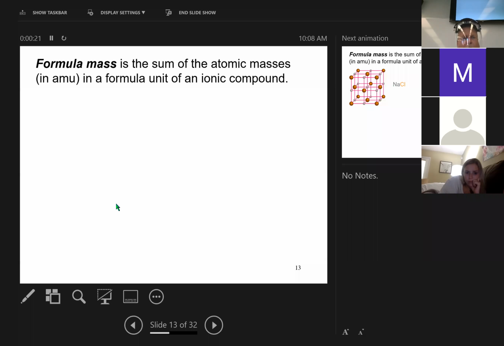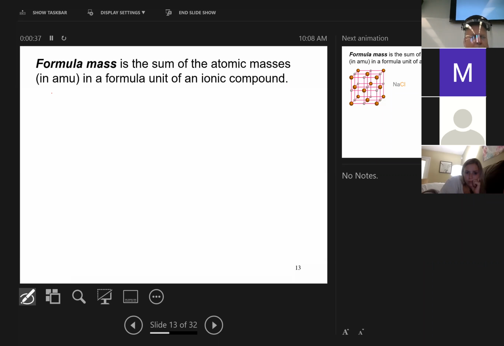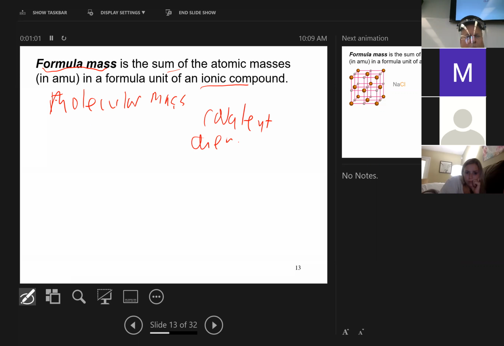Okay, wonderful. One of the things that needs to be understood regarding the nature of how these things work is understanding the difference in terms. For example, there's formula mass and molecular mass. Formula mass is the sum of atomic masses in an ionic compound. The molecular mass is the sum of the atomic masses in a covalent compound, in other words, one molecule. And they're bonded differently.